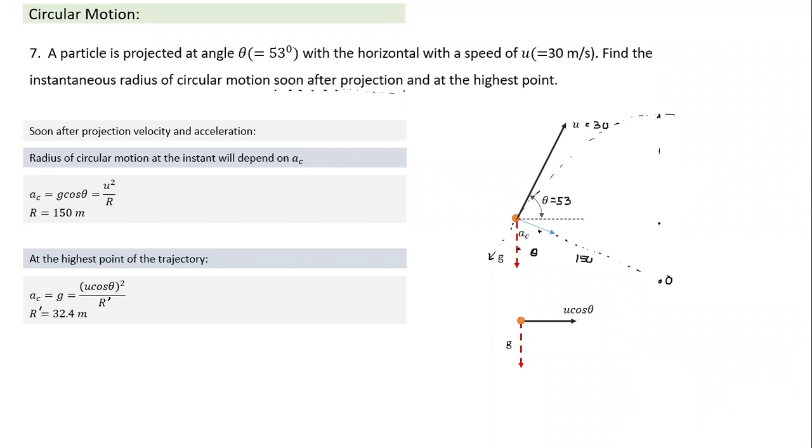If the center of curvature is at the ground, we have calculated this, how do we calculate here? The radius of curvature will be equal to u cos theta whole square by g. If the center of curvature is at the ground, this has to be equal to h max, and we can find this condition. So once we know how to find the instantaneous radius of circular motion, we can solve some questions which are variations of the same.